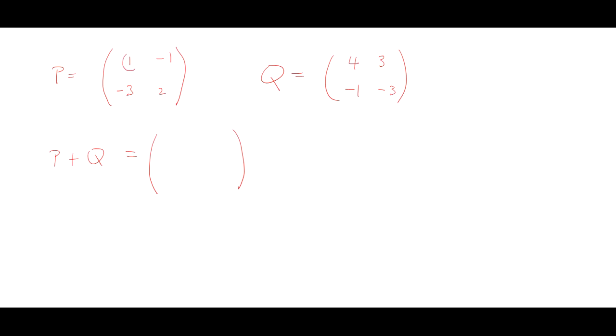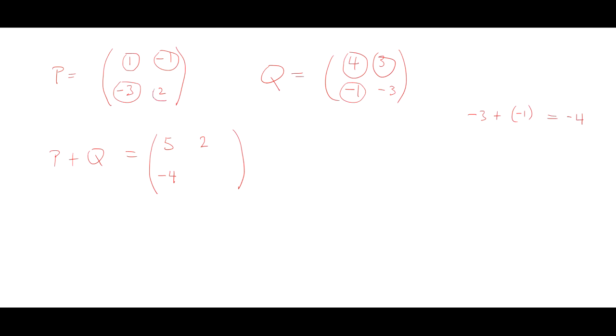So we're going to take the first element, which is 1, plus 4, which will give me 5, minus 1, plus 3, that will give me 2, minus 3, plus minus 1 will give me minus 4. This is where a student will typically make an error, right? What I'm doing is saying minus 3 plus minus 1, which will give me minus 4, right? Be very careful with that.